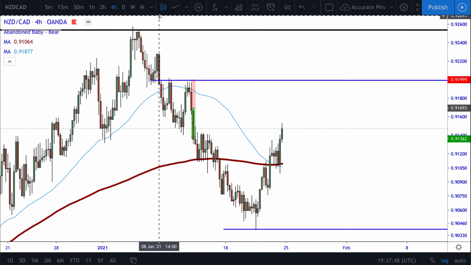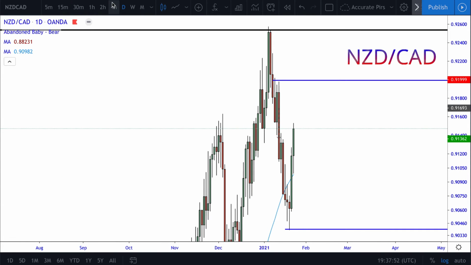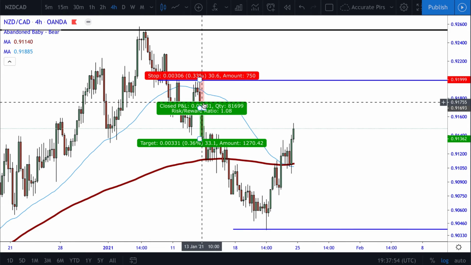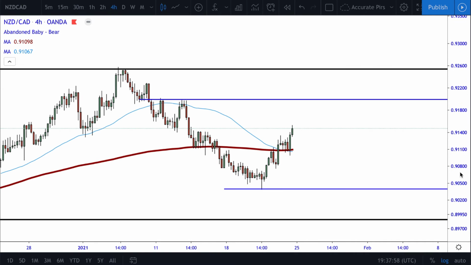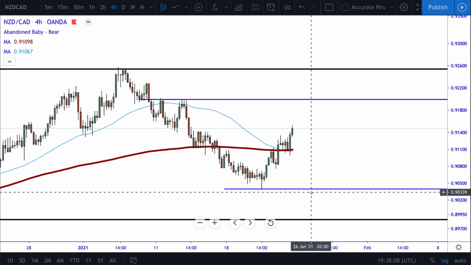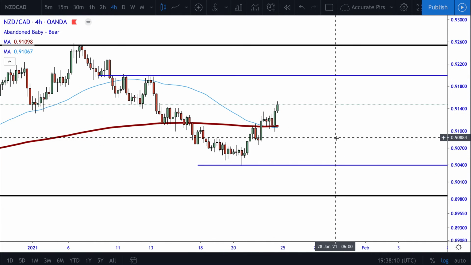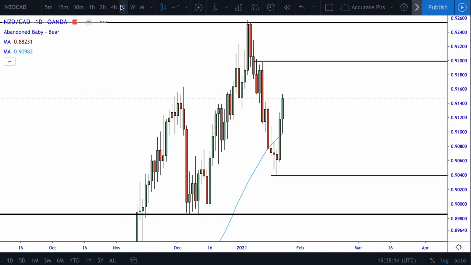Right, let's go on to New Zealand Cad. As you can see, I had a winning trade. New Zealand Cad, definitely one of my favorite pairs, and I've managed it well for the last few weeks. All my trades have been winning trades on this. So right now, this is one of my favorite pairs to trade. If you go on my Instagram, you would have seen last week, videos of the trades I put on this.